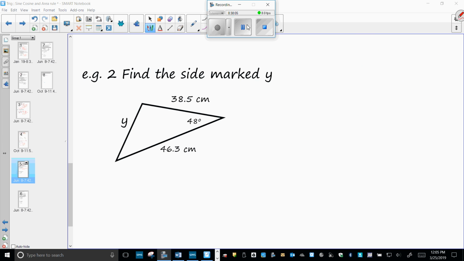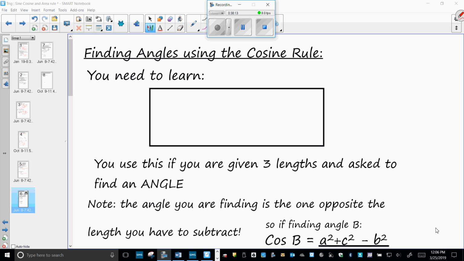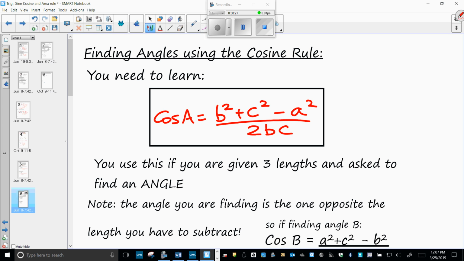Next one. We're going to double check: do we have the angle opposite the length we're trying to find? Yes, so we can. Now, this is the one that you probably need to learn, or you need to just get good at rearranging. So if I'm trying to find cos of A, it's b squared plus c squared subtract a squared, over 2bc. I'm going to pause just so you can write it.